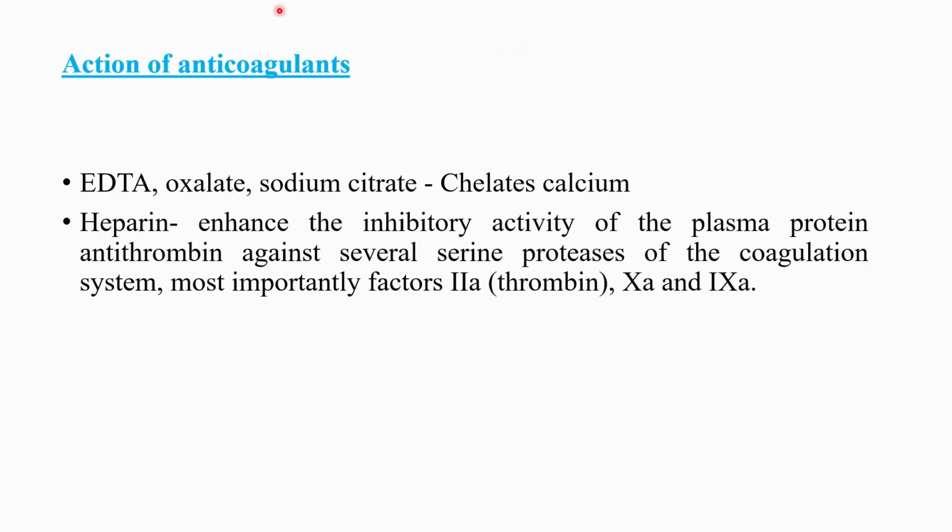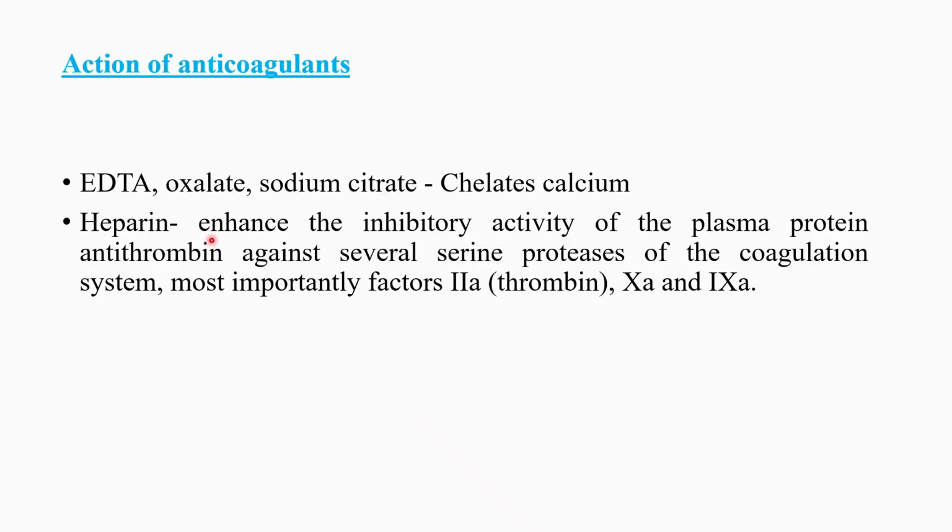Next, the action of these anticoagulants, how they are preventing the clotting. Anticoagulants prevent blood clotting by interfering with different steps of the coagulation cascade. EDTA, oxalate, and sodium citrate act by chelating the calcium ions, which are essential cofactors for multiple steps in the coagulation process. By removing calcium, these anticoagulants effectively prevent clot formation.